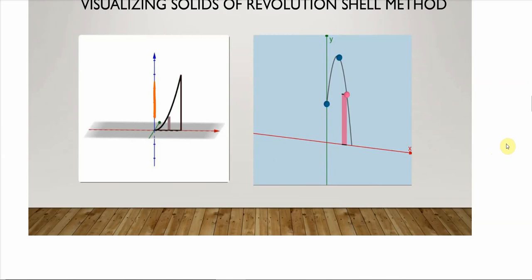Here's my axis of revolution and here's my rectangle. What do you notice about the height of my rectangle and my axis of revolution? They're parallel. So here it's going to be parallel, and if you notice the double L in shell, that's going to be a clue for us.